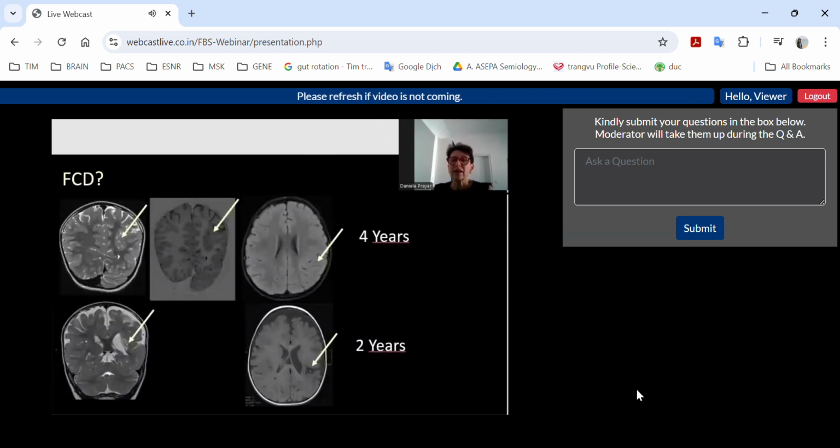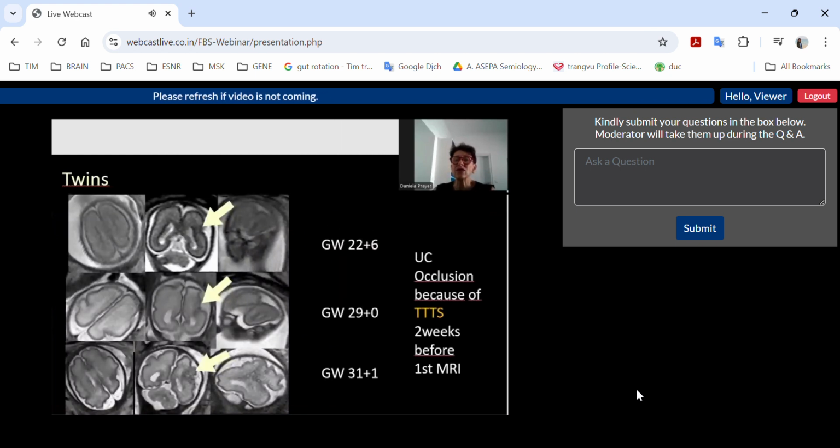Let's look at another case. Is this a focal cortical dysplasia? It looks like that. We saw this child at 4 years, where it has a circumscribed region of pathological gyration, and at 2 years there were still the remnants of a schizencephalic cleft. But how did it begin? Well, it began in gestation week 23, 2 weeks after umbilical cord occlusion because of TTTS, and this is the survivor, showing a very circumscribed region of impairment of cortical maturation.